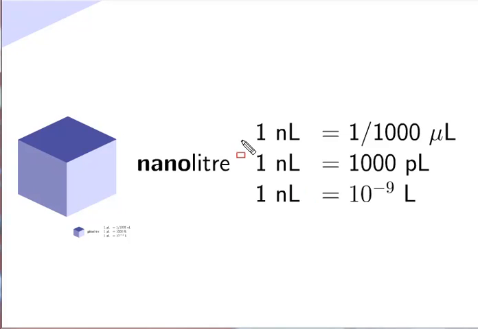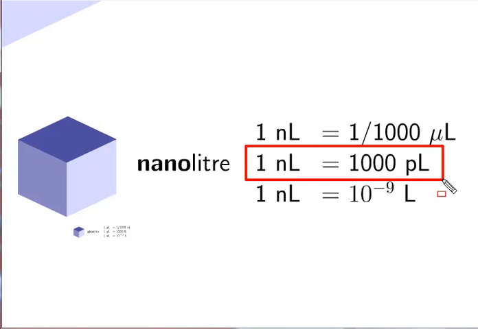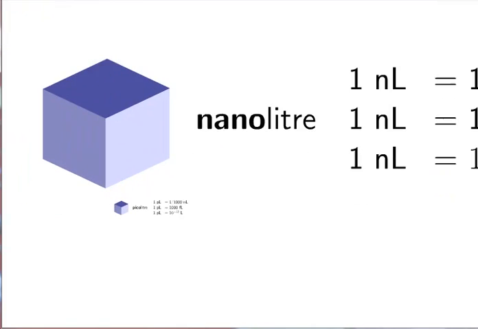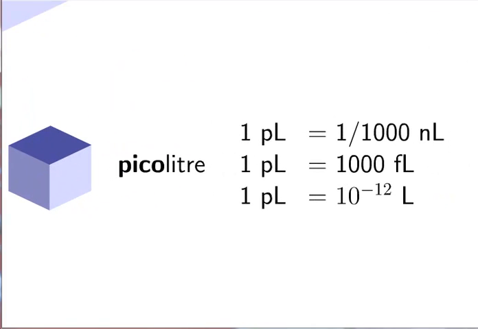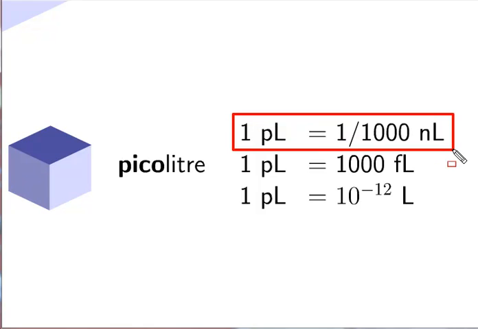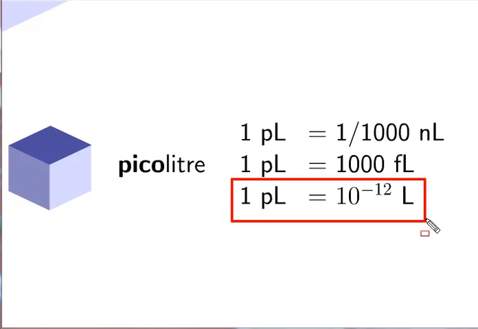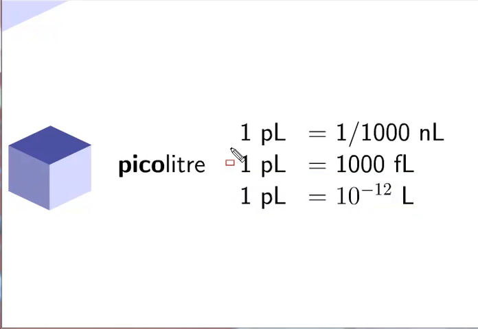But again, my nanolitre is a thousand of an even smaller measurement. It's 1,000 picolitres. And here's my picolitre. My picolitre is a thousandth of a nanolitre. And if I convert that back to litres and write it in scientific notation, I get 10 to the minus 12 litres.